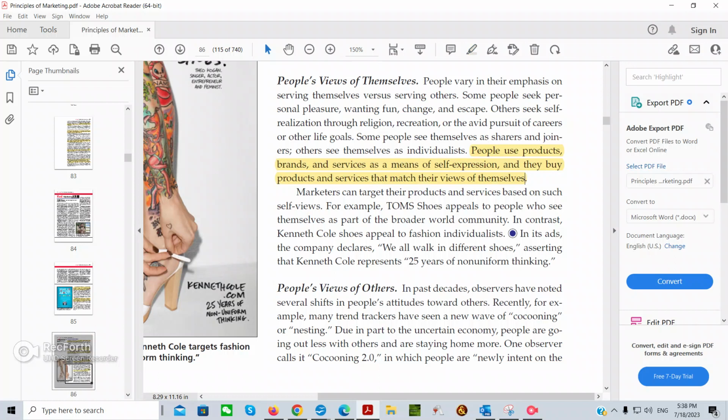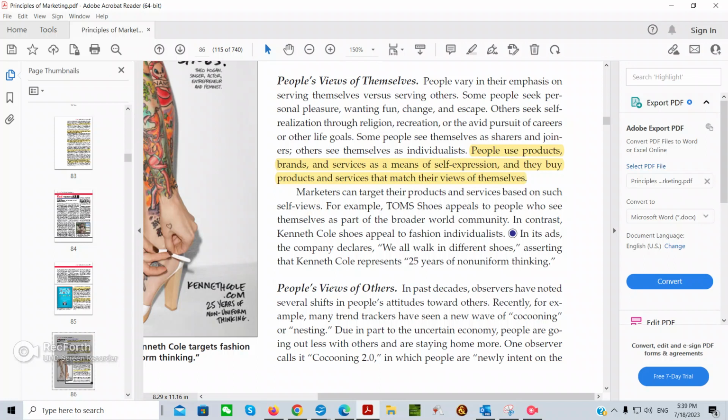Marketers target their products and services based on such views. For example, TOMS shoes appeals to people who see themselves as part of the broader world community. In contrast, Kenneth Cole shoes appeal to fashion individualists. In its ads, the company declares, "We all walk in different shoes," asserting that Kenneth Cole represents "25 years of non-uniform thinking." So it's basically a double meaning, because you're literally talking about shoes, but you're talking about the experience of the shoes.